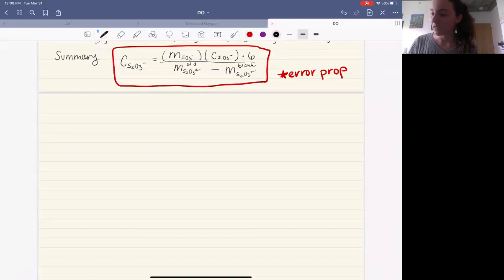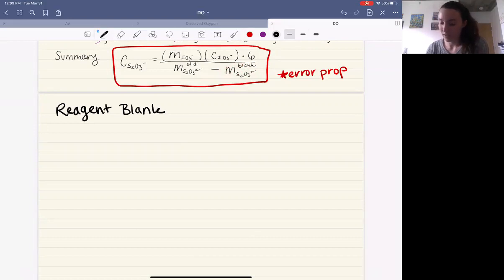But what is this term, this mass of thiosulfate used in a blank titration? Let's talk about our reagent blank. So we added all of these reagents to make this titration happen, and we need to make sure that those excess reagents are accounted for and how they may affect the titration.